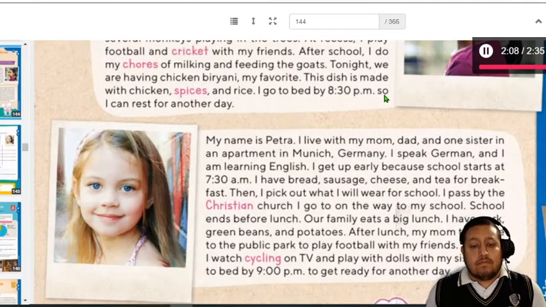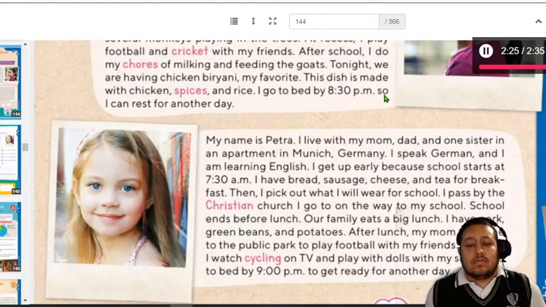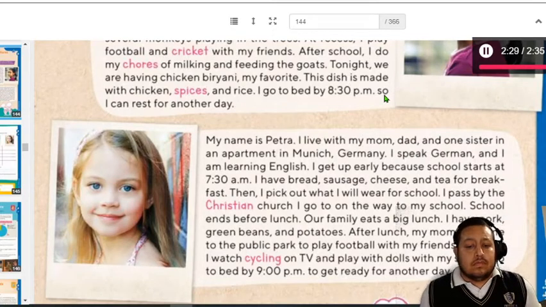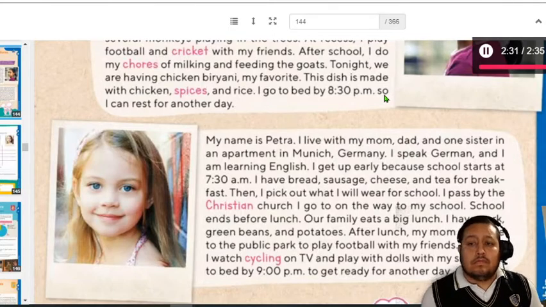School ends before lunch. Our family eats a big lunch. I have pork, green beans, and potatoes. After lunch, my mom takes me to the public park to play football with my friends. At night, I watch cycling on TV and play with dolls with my sister. I go to bed by 9 p.m. to get ready for another day.